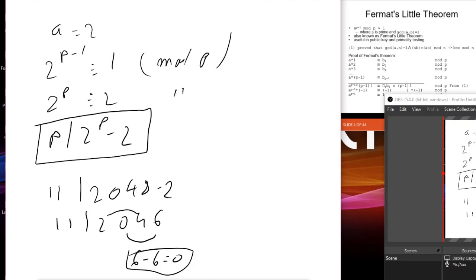This is the end of the lecture about Fermat Theorem. Next we are going to see some application to some cryptosystems.